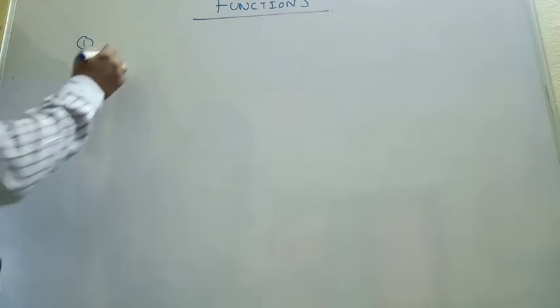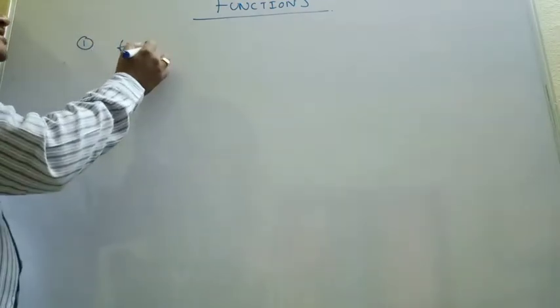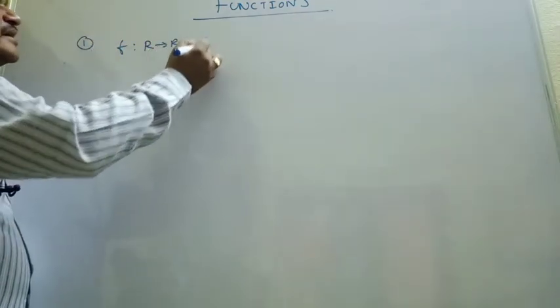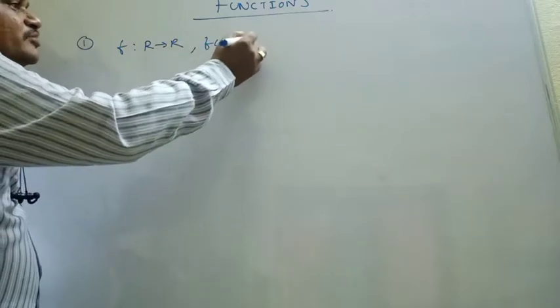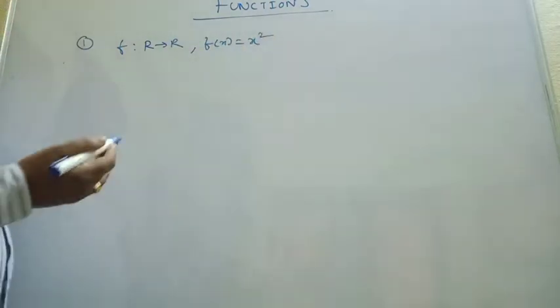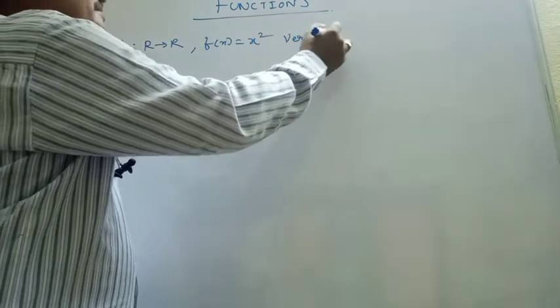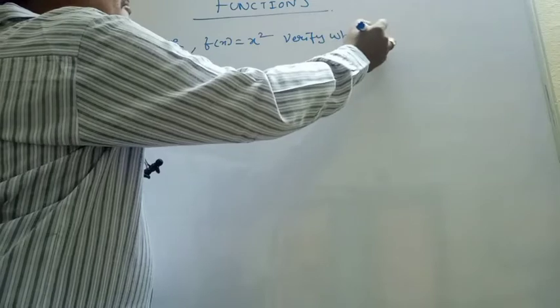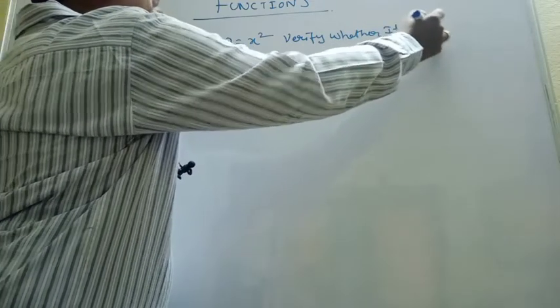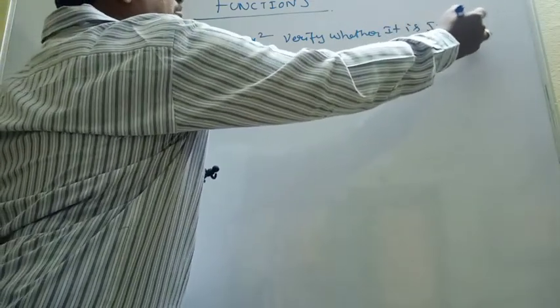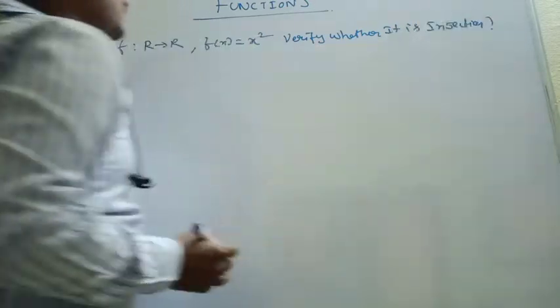Now, let us check some problems on whether they are 1 functions or not. Suppose there is one problem: f is a function from real numbers to real numbers, and they have given that f of x is equal to x square. Verify whether it is a 1 function or not, whether it is an injection or not.